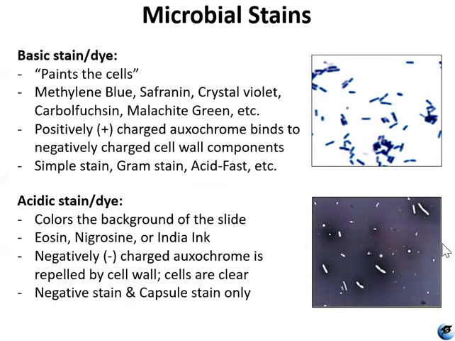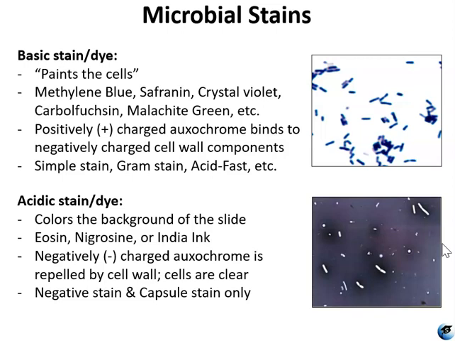In the last slide, I did mention a basic stain. A basic stain is essentially like paint. It paints the cells. That is, the cells retain the color while the background stays clear. And this works because a basic stain has a positive charge that is attracted to the negatively charged cell membrane.